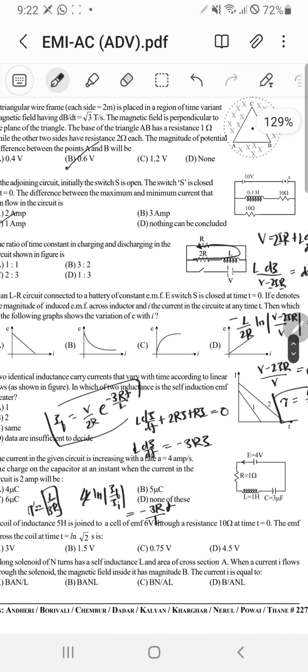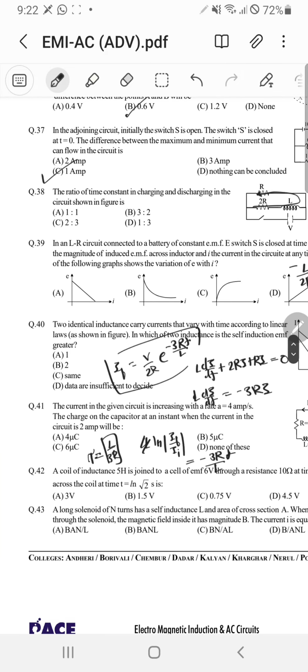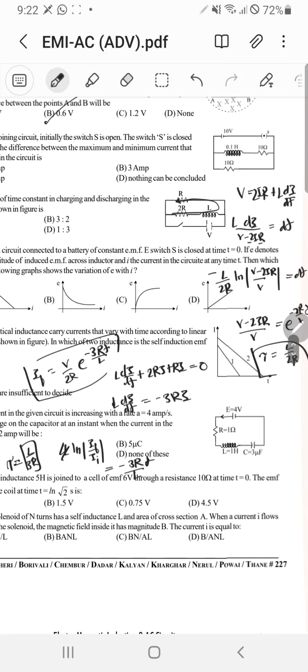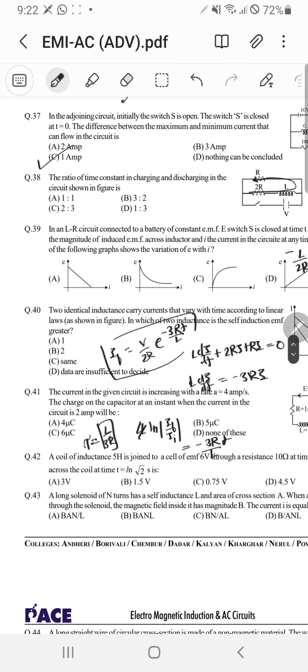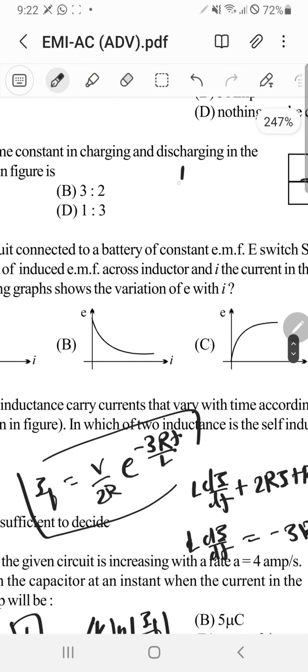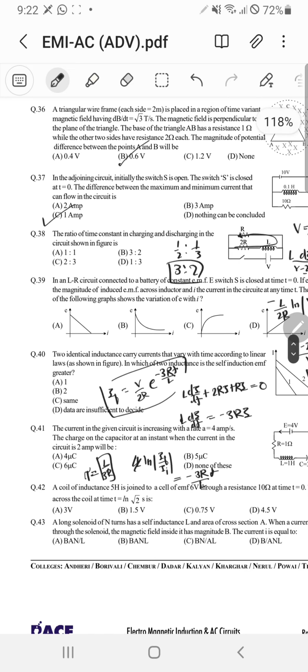That's the thing. One has L upon 2R, one has L upon 3R. So that's in charging and that's in discharging. So charging you got 1 by 2, discharging you got 1 by 3, which is 3 is to 2. Good, that's the ratio.